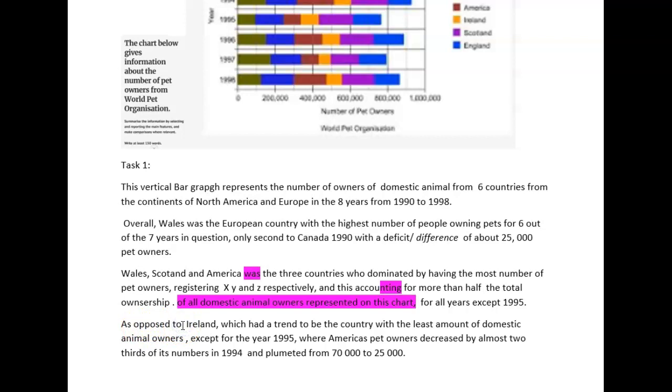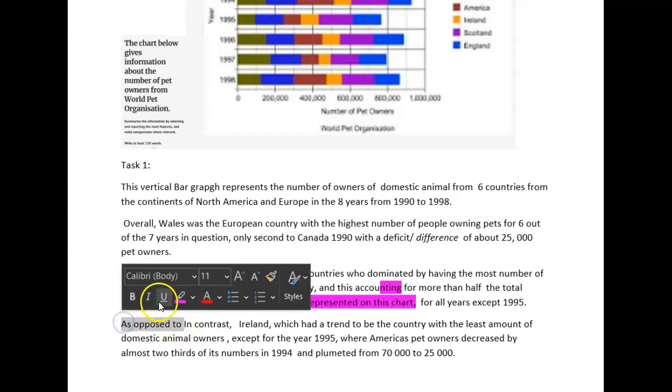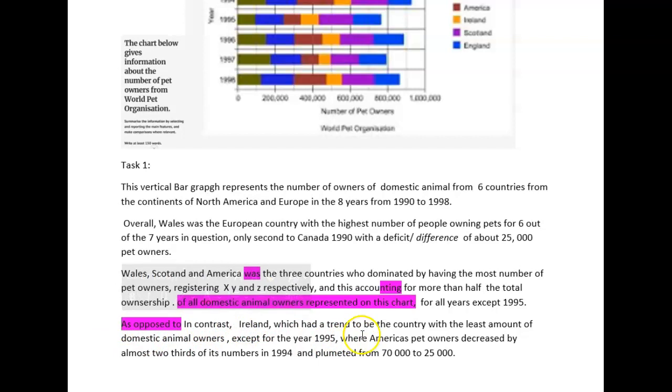In contrast, comma, Ireland, or this was in contrast to Ireland, which had a 25th country. In contrast, Ireland was the country with the least amount of domestic animal owners. Or Irish people owned the least number of pets. I mean, you don't have to, you could show your skill and have Irish people, not Ireland. You could mix that up a bit.